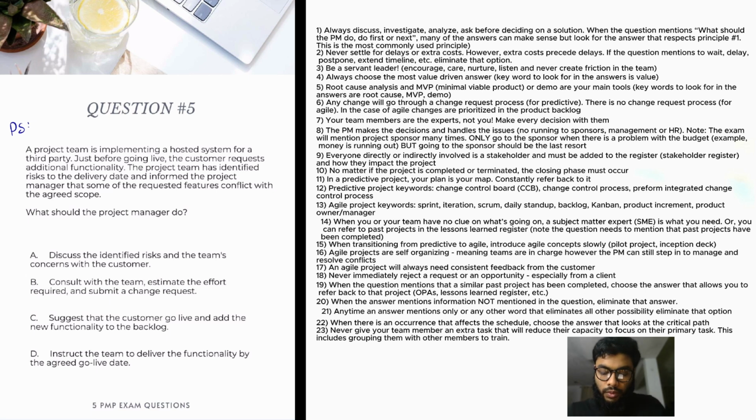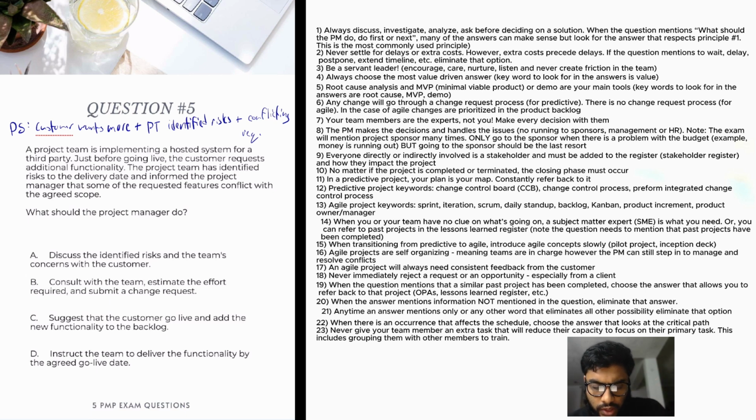Okay, so there are a couple of things that are going on. Customer, I'm gonna write customer wants more, plus project team identified risks, plus some of the requested features conflict. Okay, so I'm gonna write conflicting requirements. Now again, guys, you might not understand my way of forming the problem statement, but you got to find your own way and make sure you do it fast, but make sure it encompasses everything.